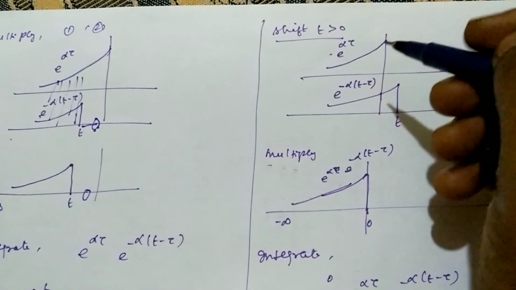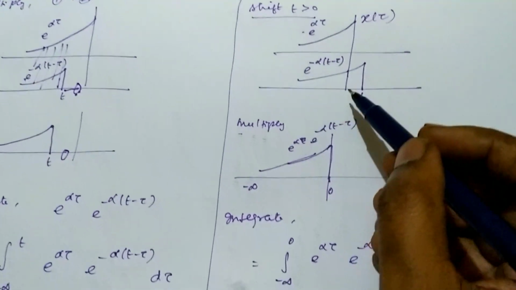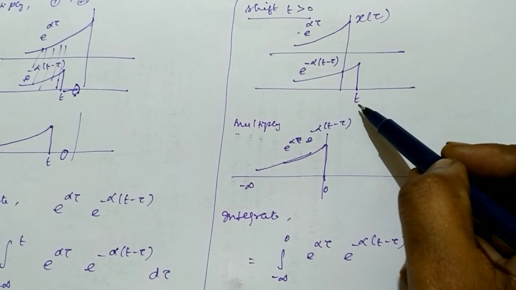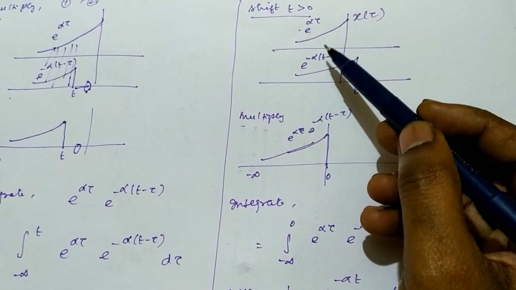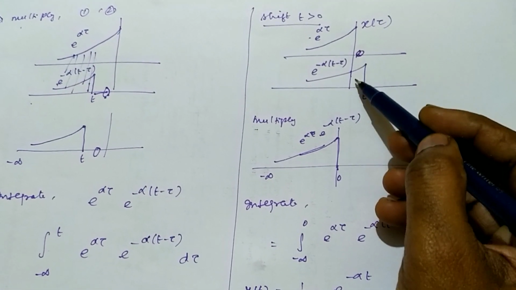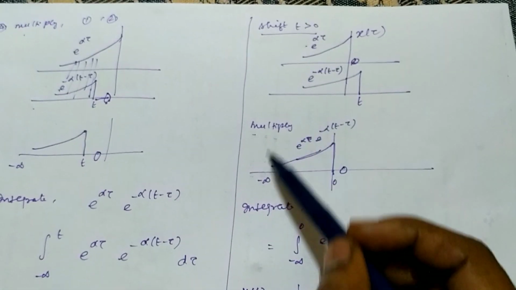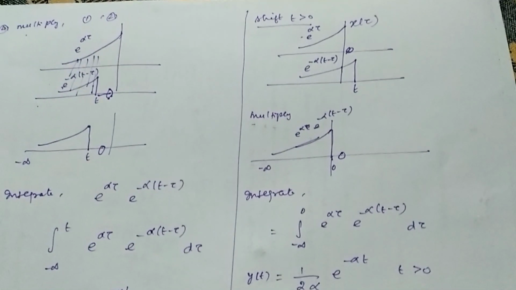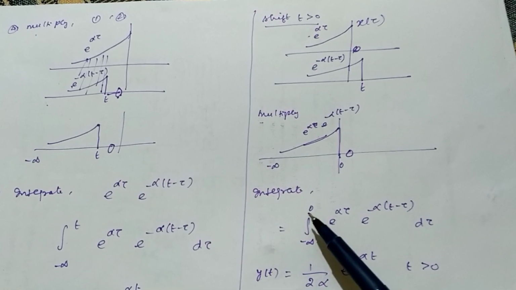So the first signal x of tau is as it is, and the second signal is shifted by an amount of t on the positive side. When we multiply these two, here we have the 0 value, and 0 multiplied by any value results in 0. Therefore the signal is available from minus infinity to 0, so the limit is from minus infinity to 0.